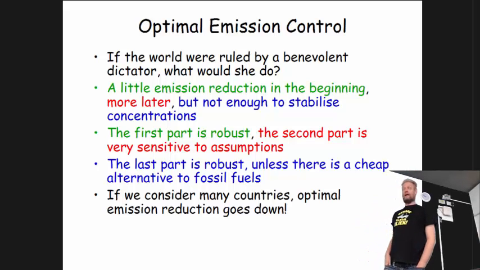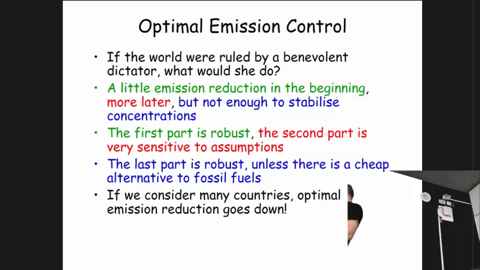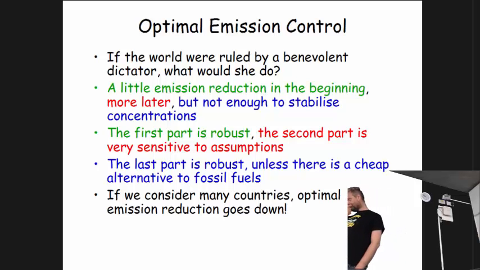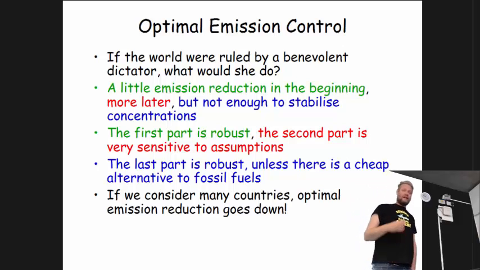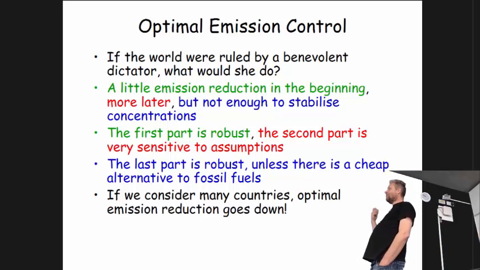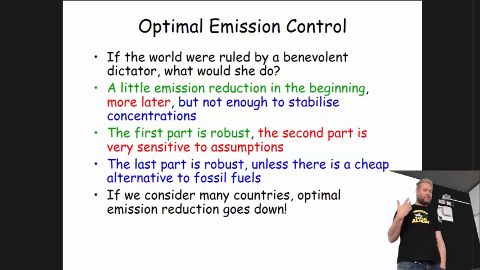That's all for this morning. Next week I'm going to talk about what happens if we have many decision makers in charge of many countries, rather than a single philosopher queen. And this afternoon I'm going to talk about the welfare parameters that drive this whole thing: the discount rates, inequity aversion, risk aversion.